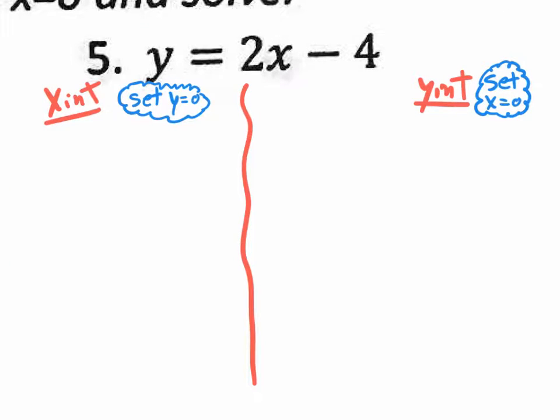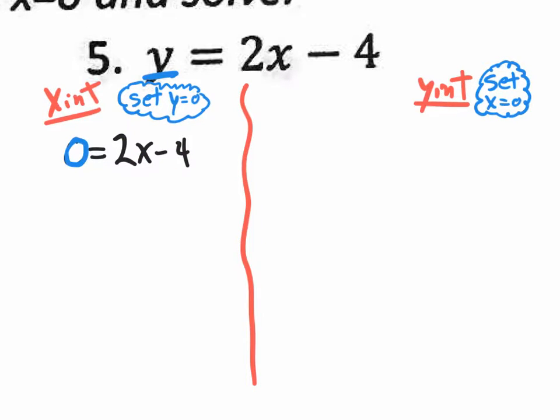So to find the x-intercept, you set y equal to 0. So I'm actually going to write it out. Instead of y equals 2x minus 4, I'm going to say 0 equals 2x minus 4. I set y equal to 0. Remember, the y was up here, y equals, I put 0 equals because I'm setting y equal to 0. Now I'm going to solve. I need to get x by itself.